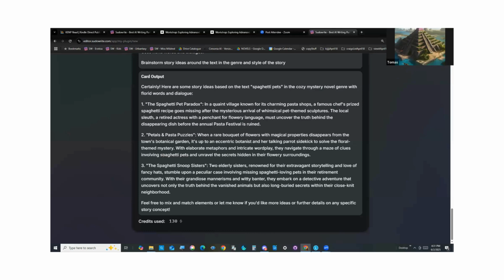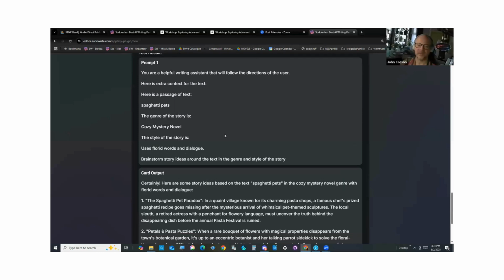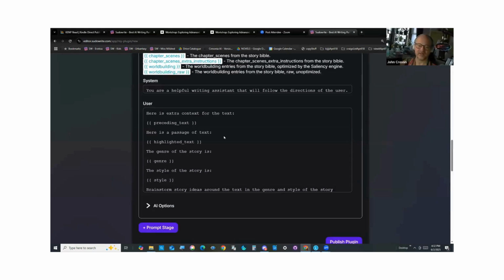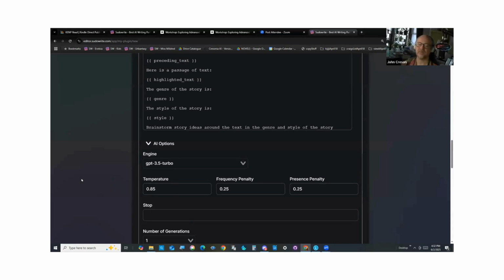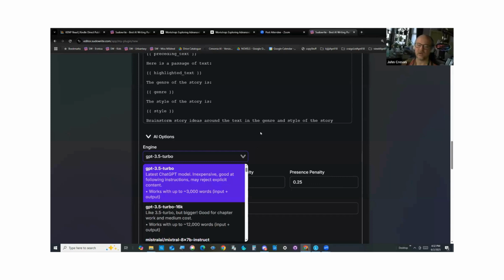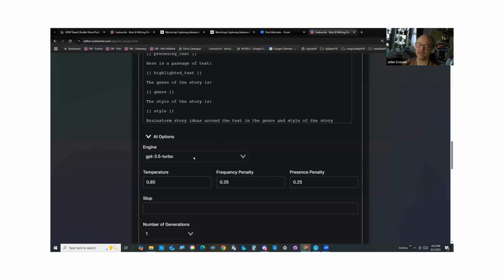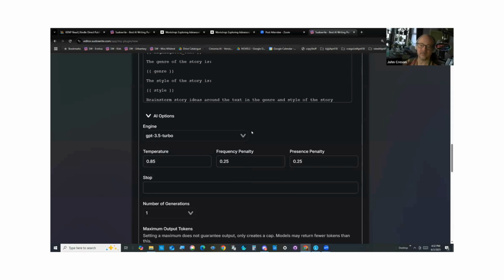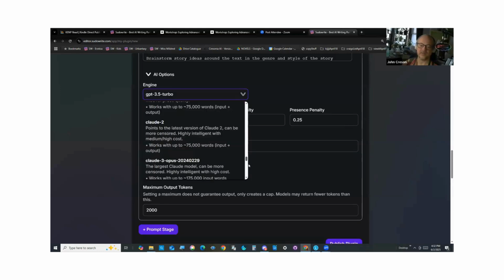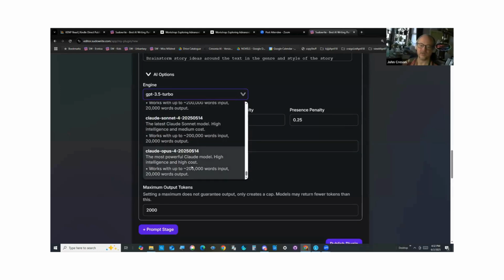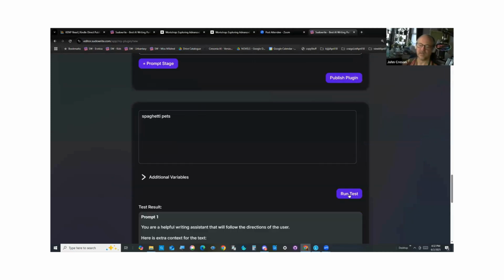What model are you using? Good question. I turned the advanced on so we can actually see this at the bottom here. We have AI options. And we're just using ChatGPT 3.5 Turbo. So the first model at the top is the default model that if you're making a basic plugin, that's what it uses. Do we want to try a different model? We could go expensive. Let's go for Opus 4. If I run that test.